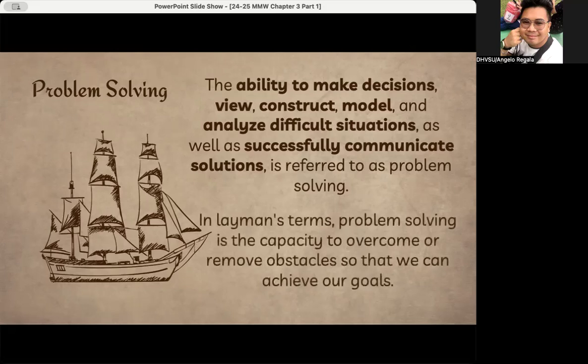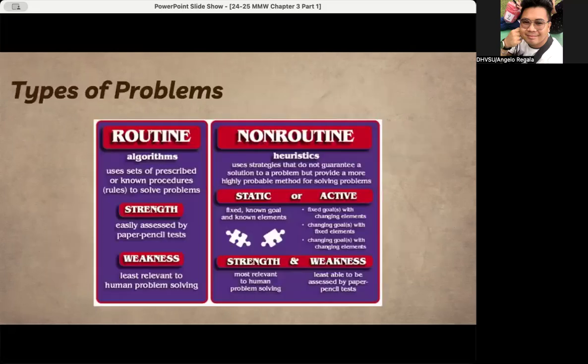In layman's terms, it's your ability to overcome and remove obstacles so that you can achieve your goals. Ito yung paraan kung paano mo mariresolve yung isang bagay. So that's the problem solving process. Now, there are two types of problems.